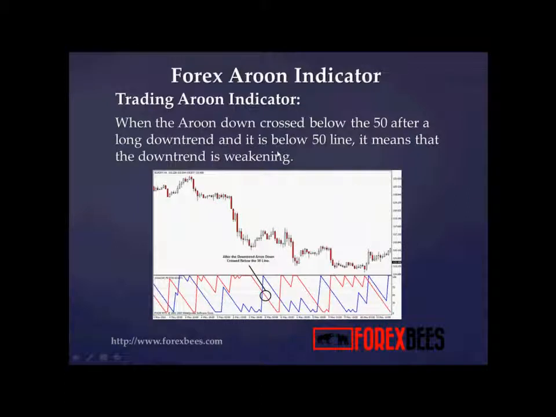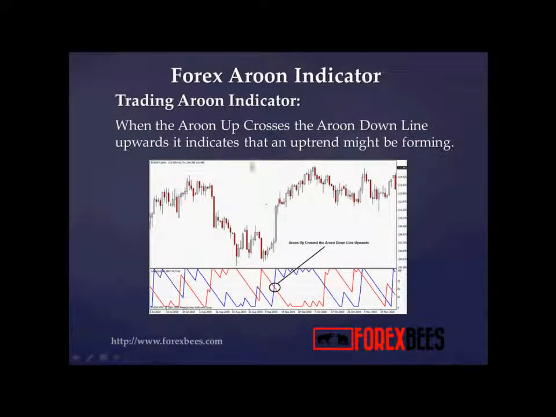When the Aroon down crosses below the 50 after a long downtrend and it is below the 50 line, it means that the downtrend is weakening. In this picture, you can see that the Aroon down line, which is the red line, is above the 70 line for some time, and after some time it moved below the 50 line, and you can see that the downtrend is weakening here.